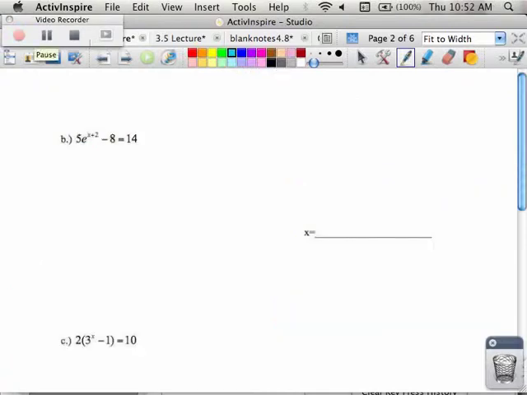Letter B. In letter B, I see a similar kind of problem. There's an 8 in front of the e junk, so let's get rid of that. I'm going to move the 8 to the other side, so I get 5e to the x plus 2 equals 22. Then we divide both sides by the 5, so I get e to the x plus 2 equals 22 fifths.